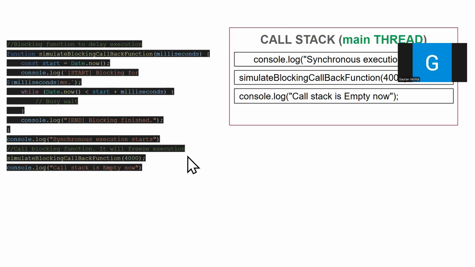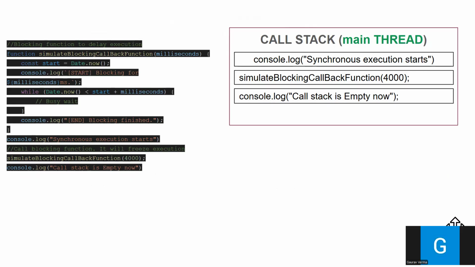So basically, JavaScript has a main thread, and this main thread works on a stack. Whatever code we have written goes in a stack. Obviously the first code is on the top, which is the first line: synchronous execution starts. After that we have a call of this function. Then this function call came, and then call stack is empty, which we are again printing on the console. So these are the three calls this code has.